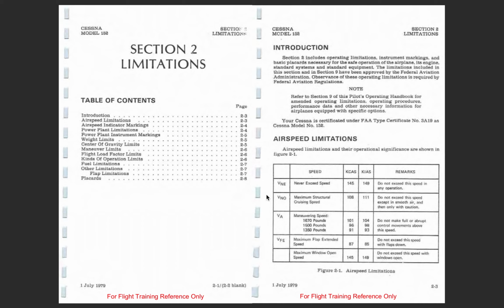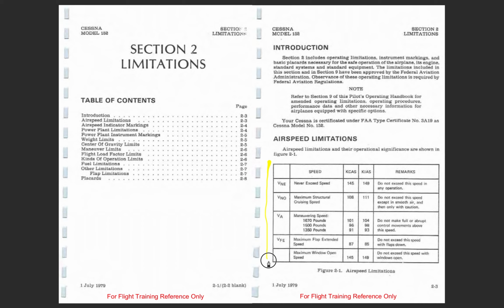Now, limitations, section 2, is exactly what it sounds like, things that cannot be exceeded. So there's a little bit of redundancy in the information that you'll be presented. So some of the things that you'll see here will be the V speeds.